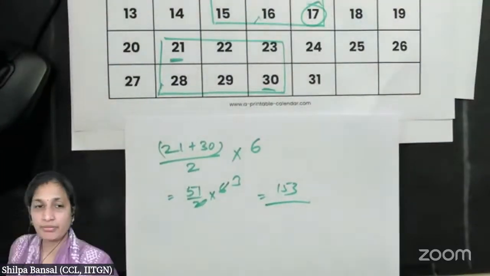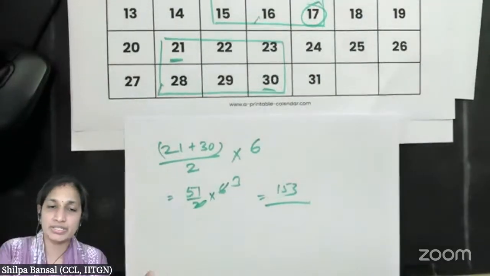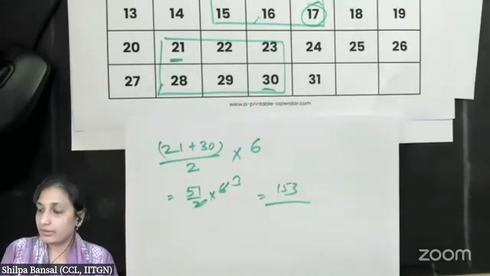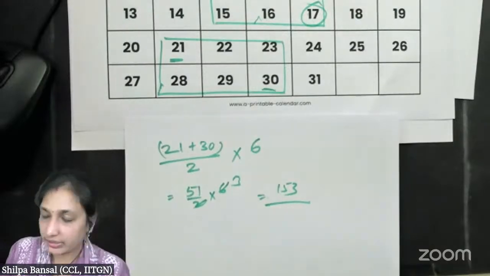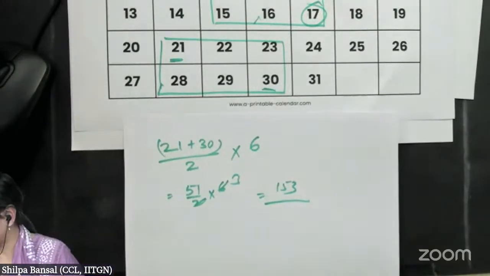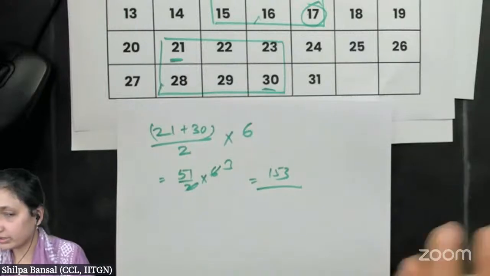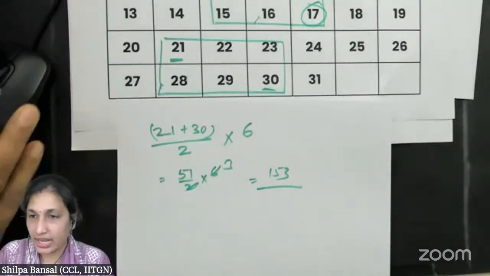So it is very easy. If given any numbers, you can do first and last number, divided by 2, into the number of values. Okay. So you can do it. If any doubt is there, you can ask.